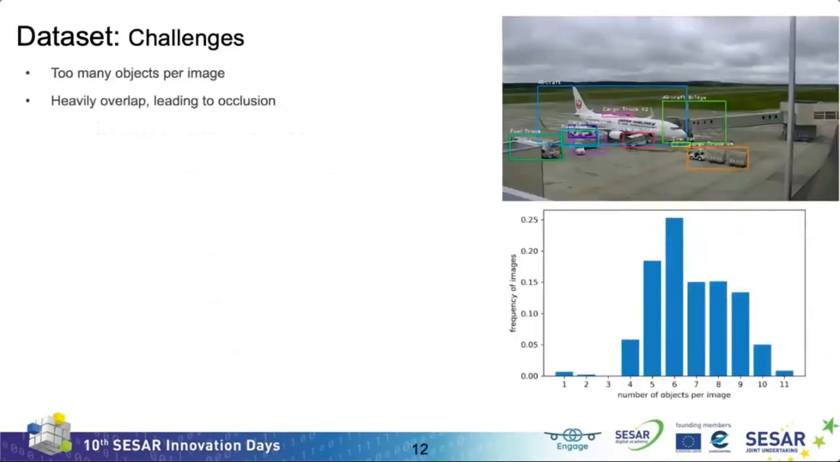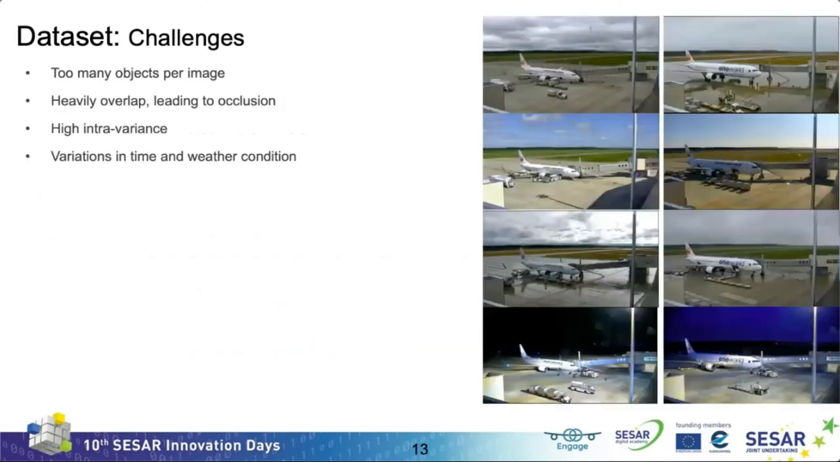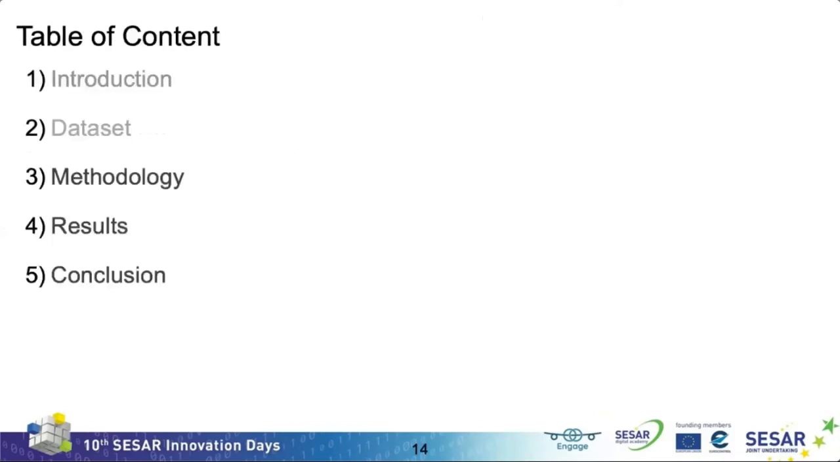In my opinion, this is a very challenging dataset because there are too many objects per image and they heavily overlap, leading to occlusion, especially fuel pipe and toba. Moreover, the intra-class variance is high. For example, different aircraft types use different ground support equipment sets, or cargo trucks look different when they do not have cargo, and there are variations in time and weather conditions.